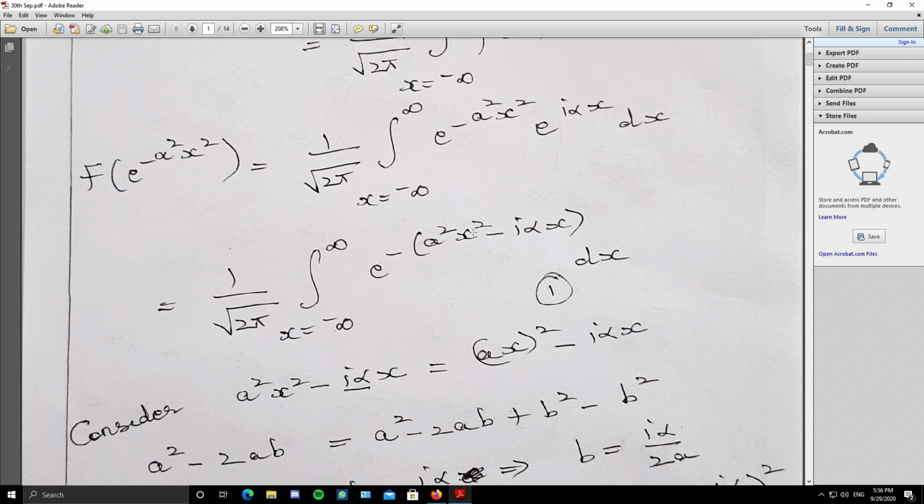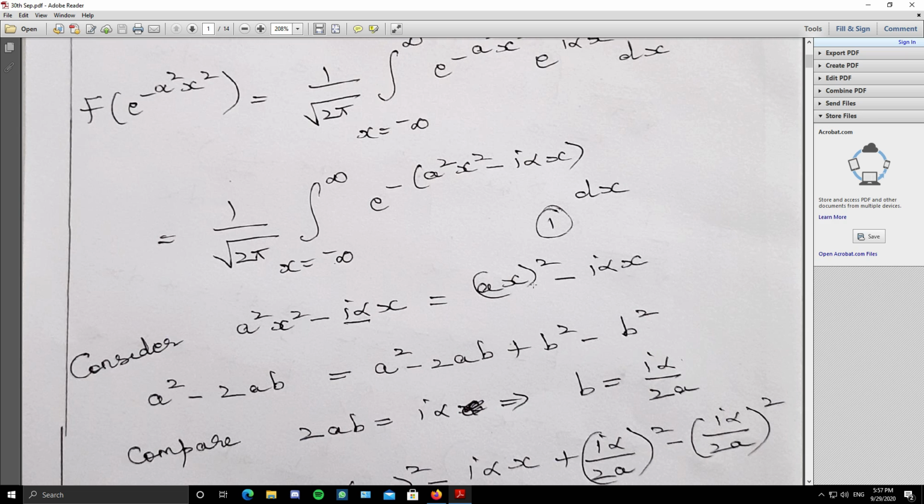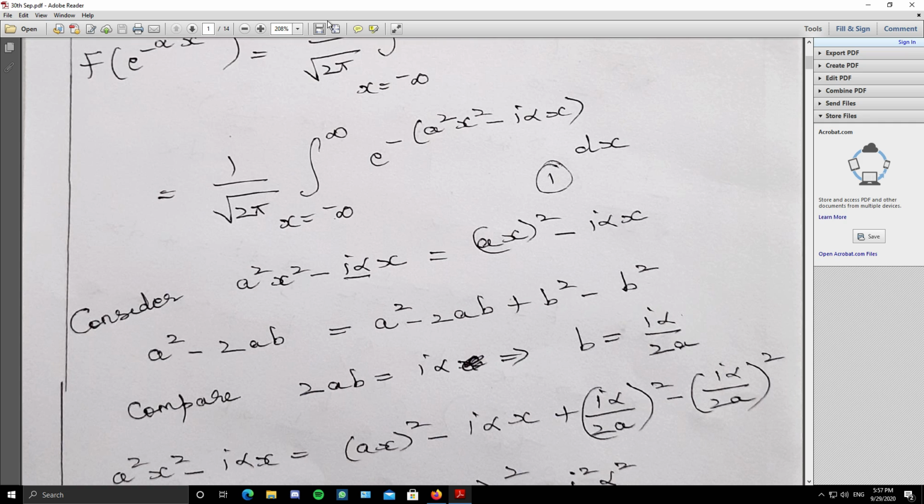Now the next step, consider this one, a square x square minus I alpha x. I can write this as ax the whole square minus I alpha x. I want to express this as a minus b whole square. So the given expression is of the form a square minus 2ab. So b square is missing. So we have to add and subtract b square to get a minus b whole square.